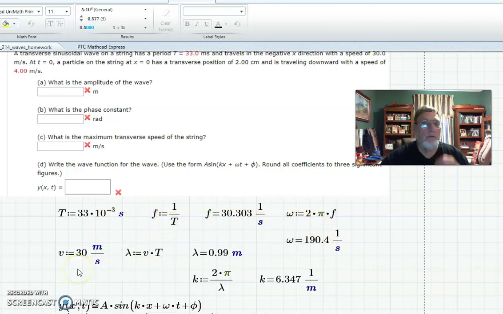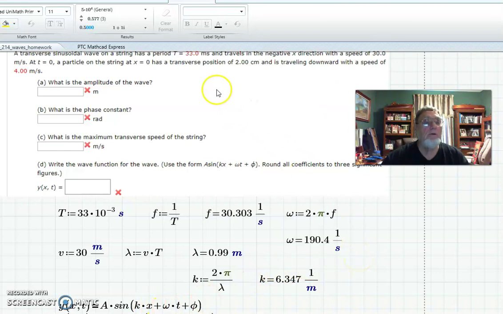The velocity is 30. Using your wave equation, you can find the wavelength. Velocity is wavelength over T, so we get the wavelength from that, velocity and period. And from that we get our k. So in our wave function, k and omega, we have both of those.